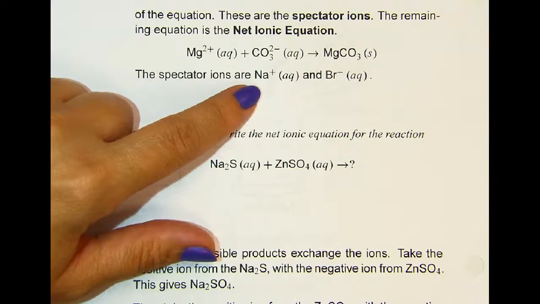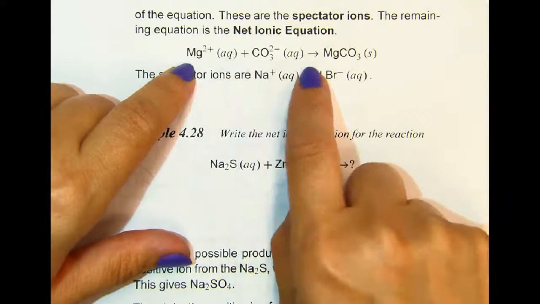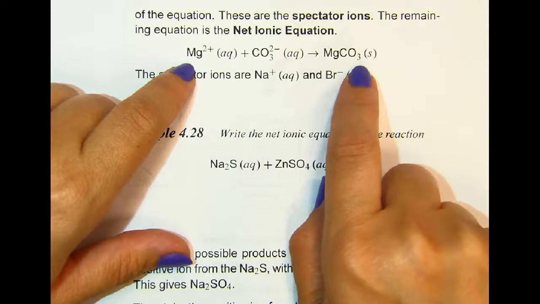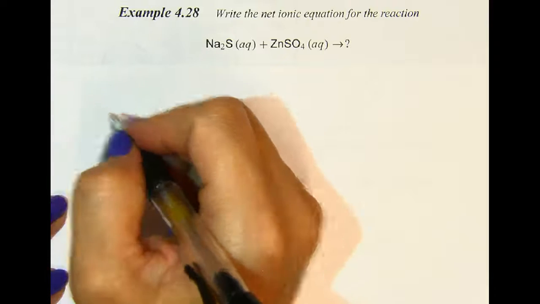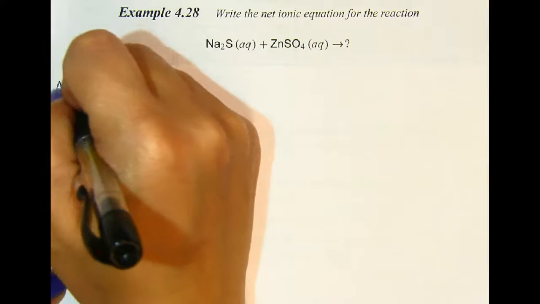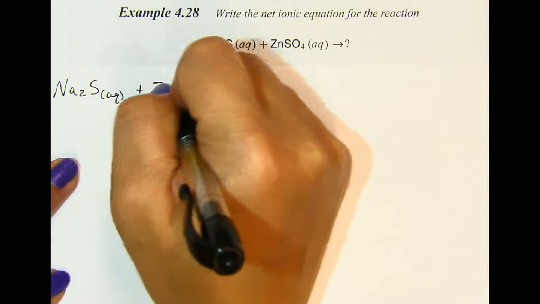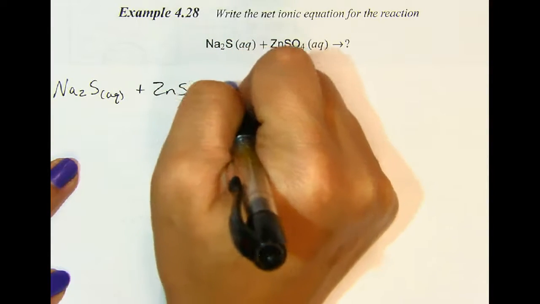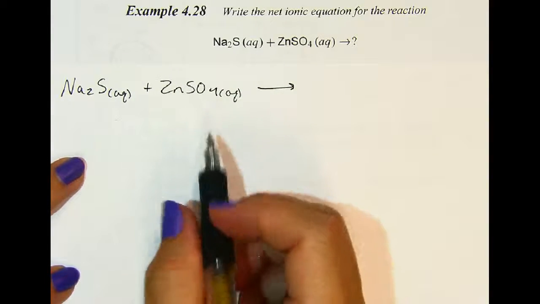So if you cross out all of the spectator ions, then magnesium plus carbonate yield the precipitate magnesium carbonate. This is your net ionic equation. So example 4.28, write the net ionic equation for this reaction here. So I'm going to have sodium sulfide aqueous plus zinc sulfate aqueous yields. And if you want, you could actually go ahead and break these up from one another.